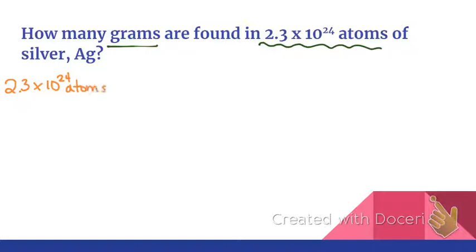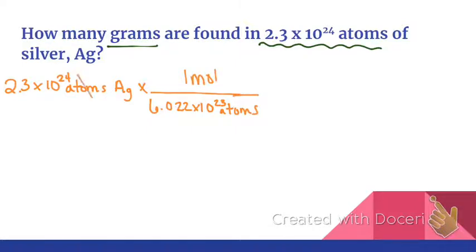Based on what I have with my map, that means the only place I can go is I need to use Avogadro's constant, 6.022 times 10 to the 23rd atoms is to 1 mole. And I know based on my given that atoms must go in the bottom, so they cancel out. I know that I'm not done because the problem is asking for grams. Again, to get grams, we need molar mass.